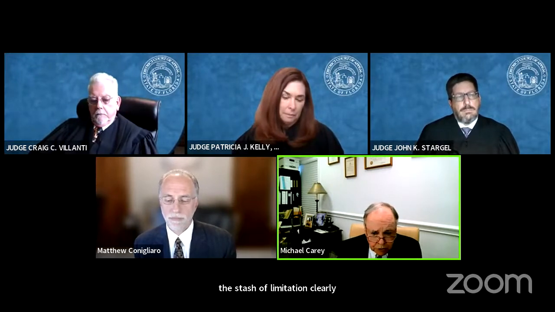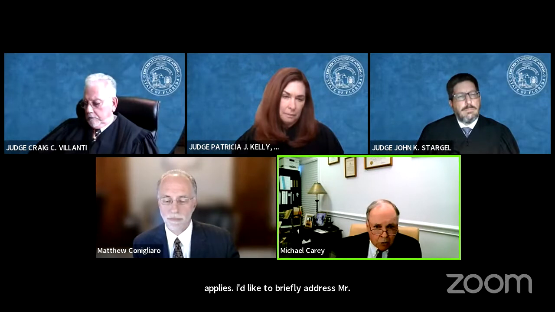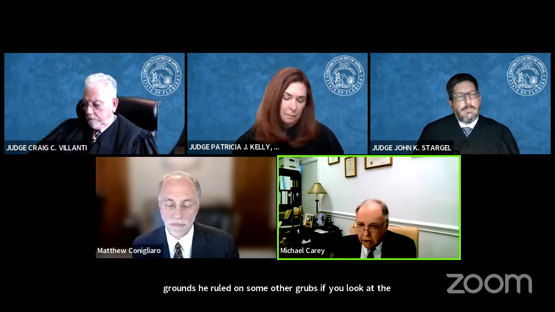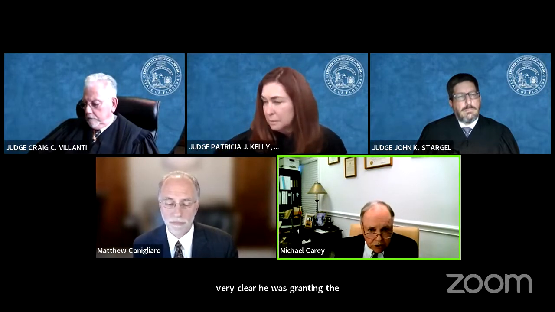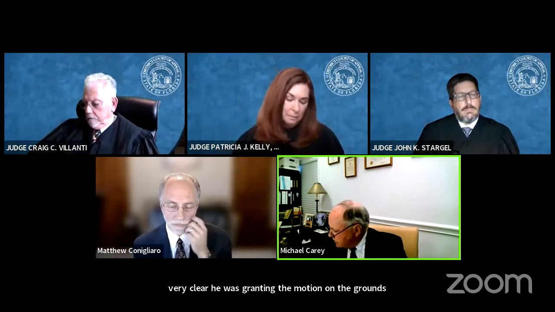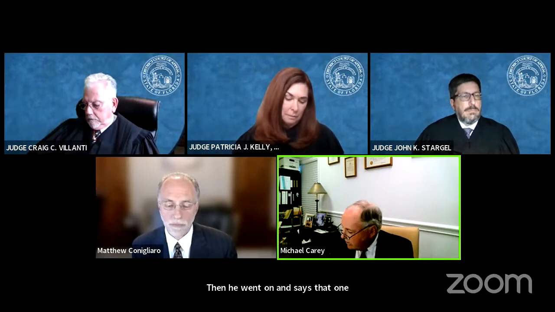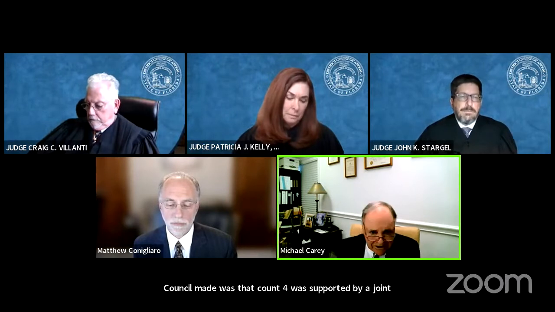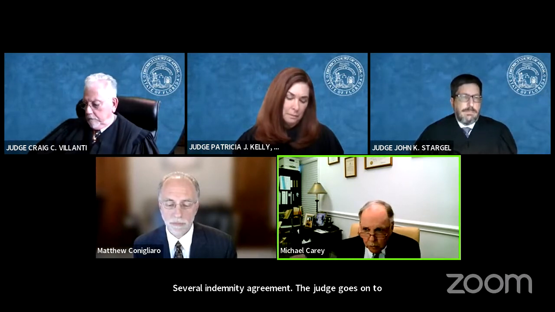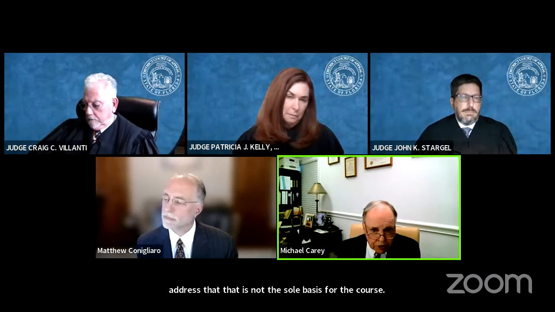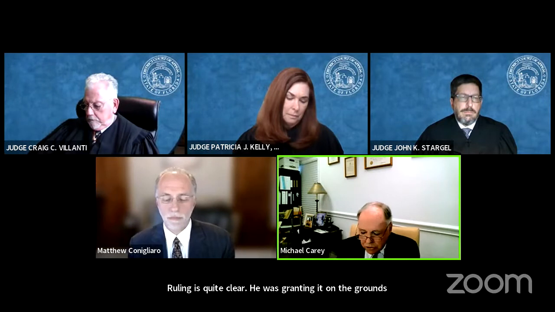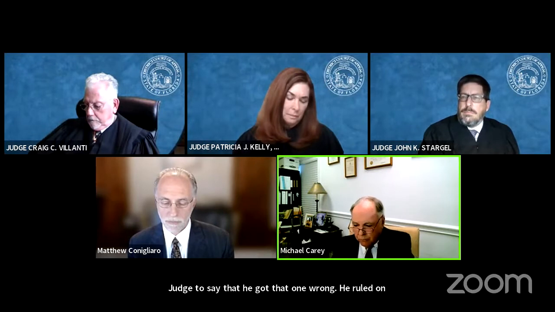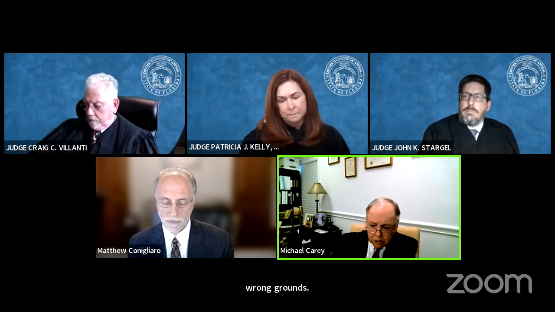I'd like to briefly address Mr. Coniglio's argument that the trial judge didn't rule on those grounds. He ruled on some other grounds. If you look at the order of the trial court, it is very clear he was granting the motion on the grounds raised. Then he went on and says that one argument Tanasia's counsel made was that count 4 was supported by a joint and several indemnity agreement. The judge goes on to address that. That is not the sole basis for the court's ruling. It's quite clear he was granting it on the grounds that we raised. It is unfair and unfounded criticism of the trial judge to say that he ruled on the wrong grounds. So for those reasons, we would respectfully request that count 4 be affirmed.